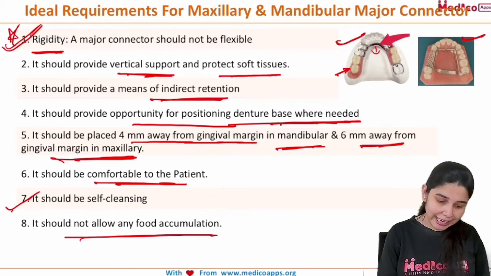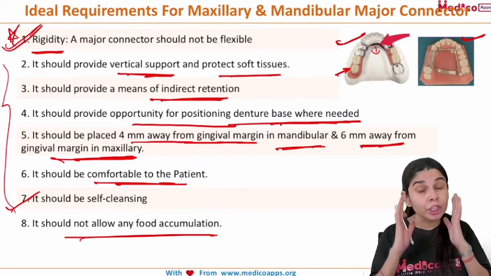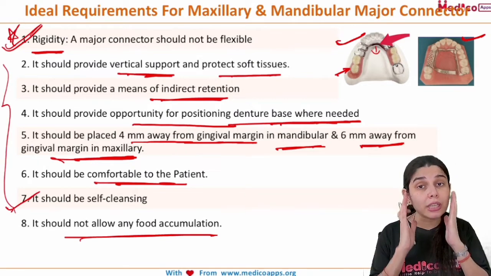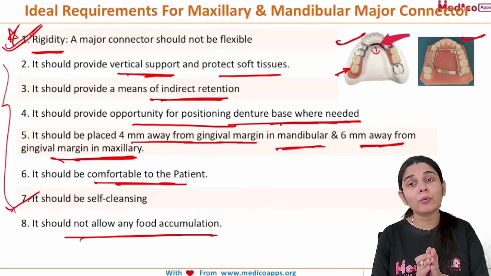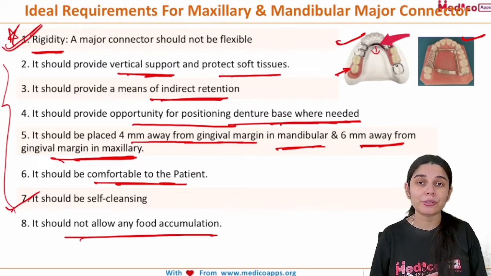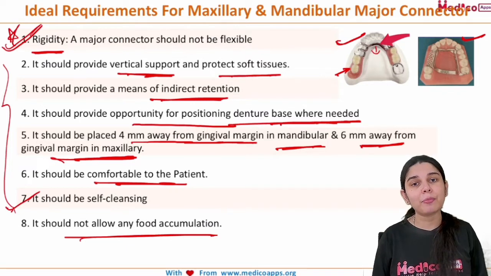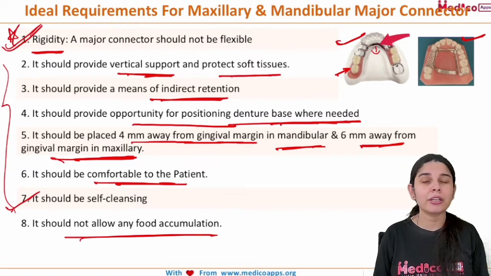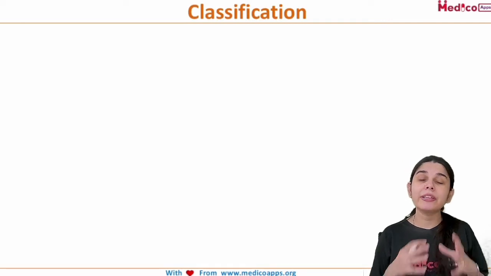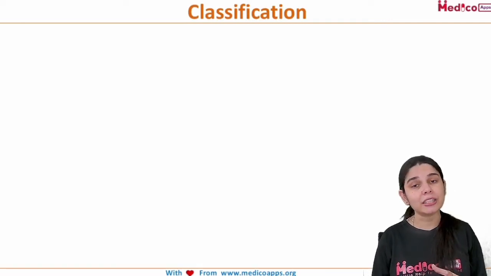So all these 8 ideal requirements you need to remember, because this is asked as a short note question and even in a long note question. You need to write these 8 points for the ideal requirements of maxillary and mandibular major connector. With this, I am now going to move to the classification.